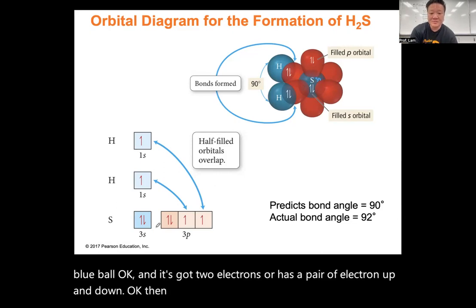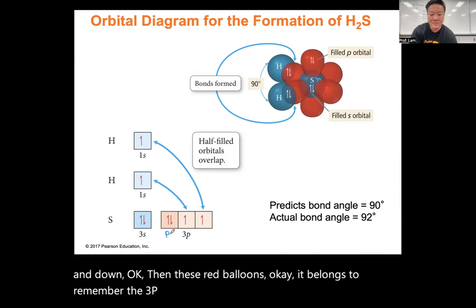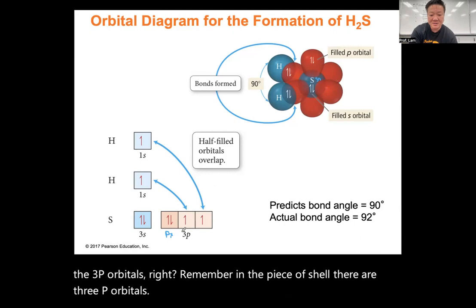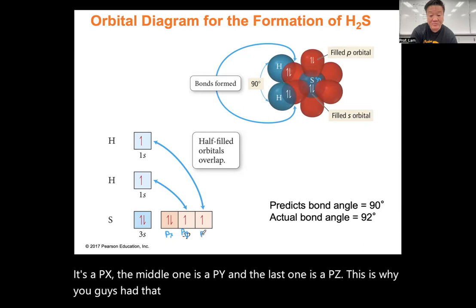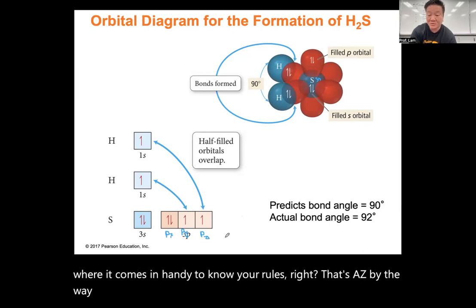Then these red balloons belong to the 3p orbitals. Remember in the p subshell, there are three p orbitals. It's a px, the middle one is a py, and the last one's a pz. This is why you had that quiz where you drew all the orbitals. This is where it comes in handy to know your orbitals. That's a z, by the way: px, py, pz.